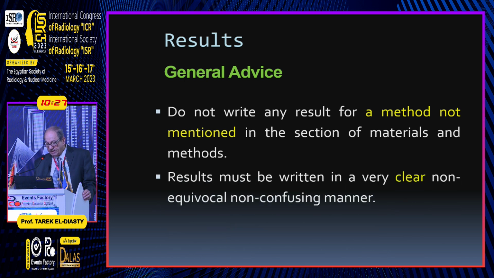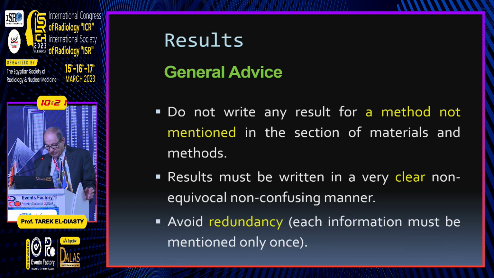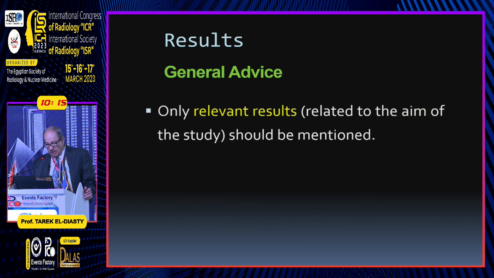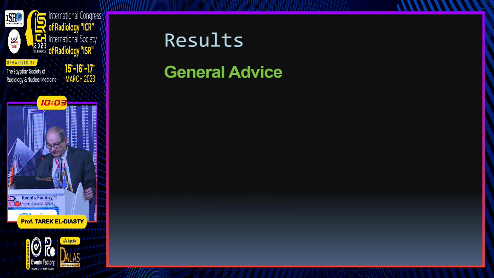Results must be written in a very clear, non-equivocal, non-confusing manner. Avoid redundancy. That's to say, each information must be mentioned only once. So, only relevant results related to the aim of the study should be mentioned. Don't distract the attention of the reader with irrelevant results.